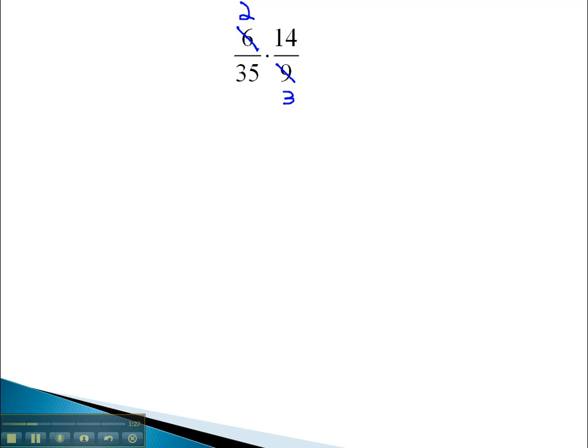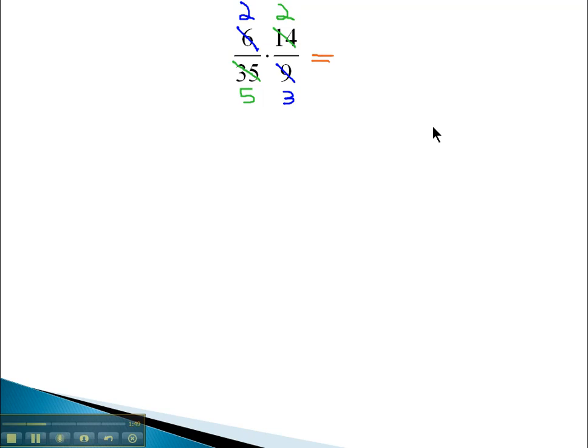Similarly, we've got the numerator of 14 and denominator of 35. Both of them are divisible by the common factor, 7. Dividing out the 7, 35 divided by 7 is 5, and 14 divided by 7 is 2, reduces this fraction completely.